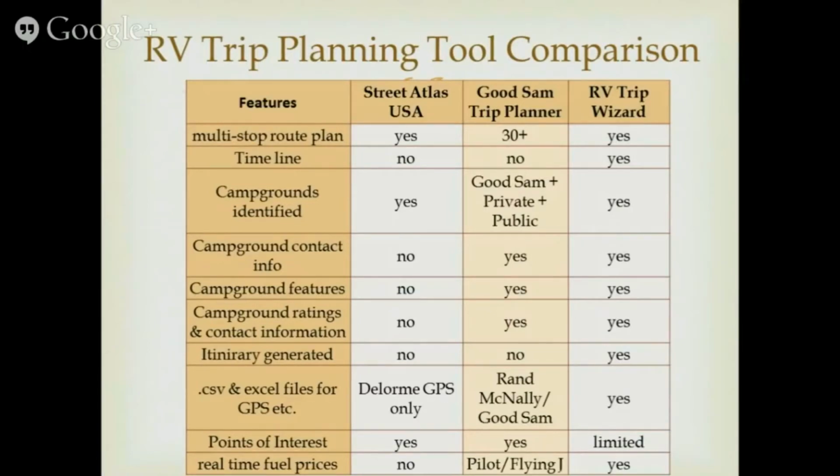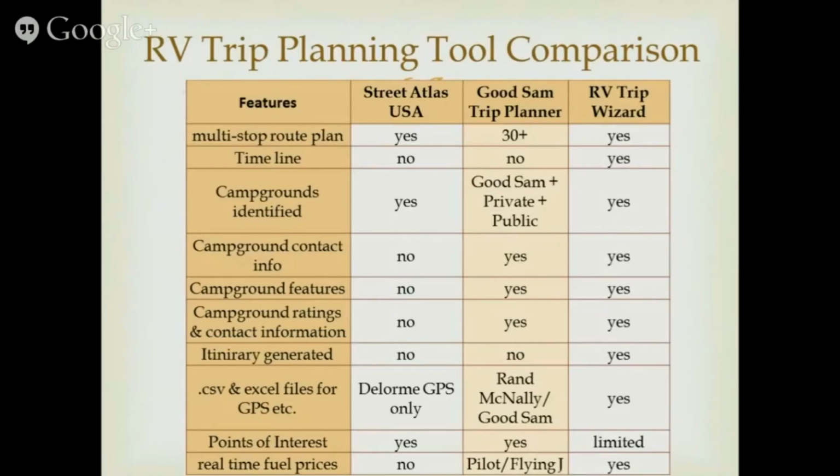Now, for my money, I prefer RV Trip Wizard. However, if I wanted to save money and wasn't worried about being online, I'd use a Good Sam Trip Planner because it'll allow for a multi-stop route plan. It's kind of limited at around 30, somewhere in that neighborhood. It doesn't give me a timeline. The campgrounds are those that we would find in the Good Sam directory, so it's somewhat limited there. It does give me contact information. It identifies the campground features, and it provides the ratings for the campground.